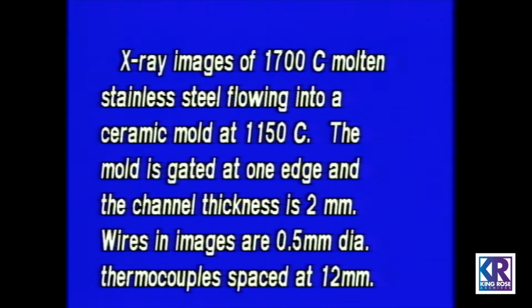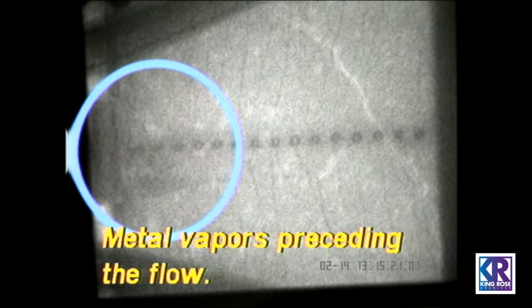In this first segment, the mold was kept at 1150 degrees centigrade. The pour temperature was 1700 degrees centigrade, and the plate thickness was 2 millimeters. The molten metal will enter from the left. Metal vapors, which precede the molten metal, can be seen swirling around the gate area just prior to pouring.